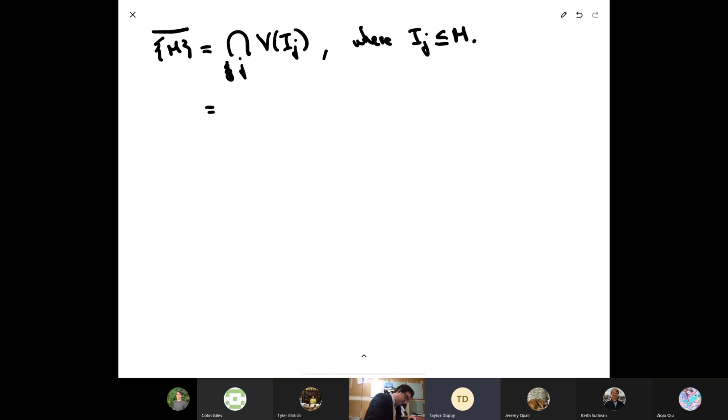Well, this thing is equal to the intersection of j of, sorry, we don't do that now. Now we use the definition of the ideal. So this is V of the sum of the I_j's, okay? And so we kind of want the largest ideal that contains M. But M is maximal, so this is just V of M. Exactly, because M is maximal.